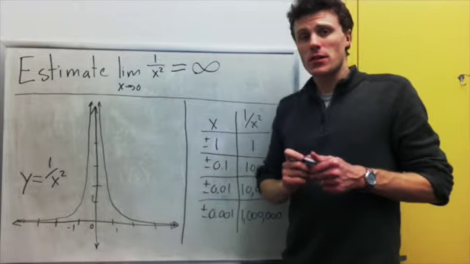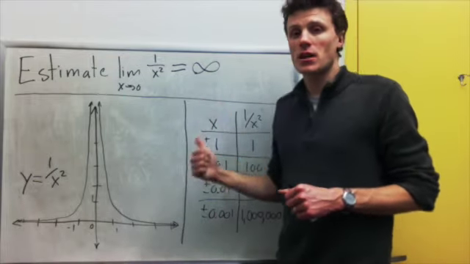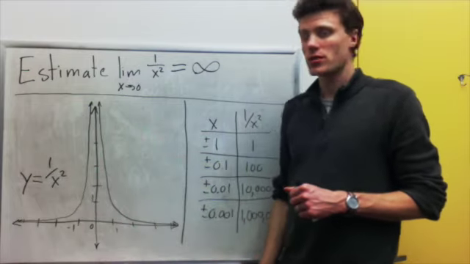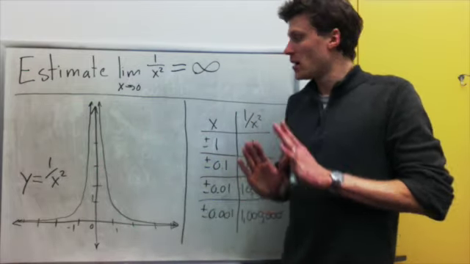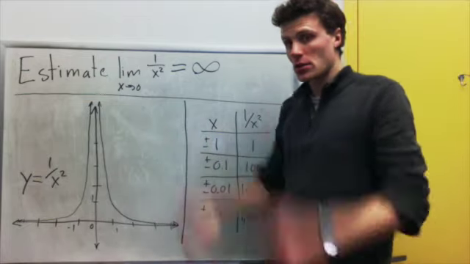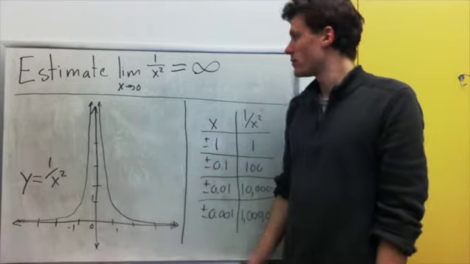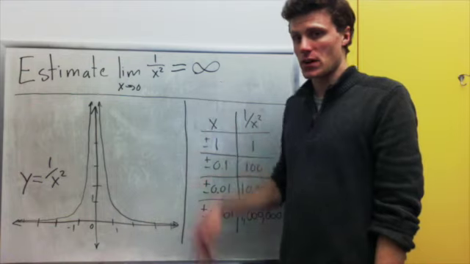According to our strict definition of limit, this limit does not exist. These values are not approaching a number. But since they're not approaching a number in a very particular way, they are getting arbitrarily large without bound. We're going to say that it goes to infinity.